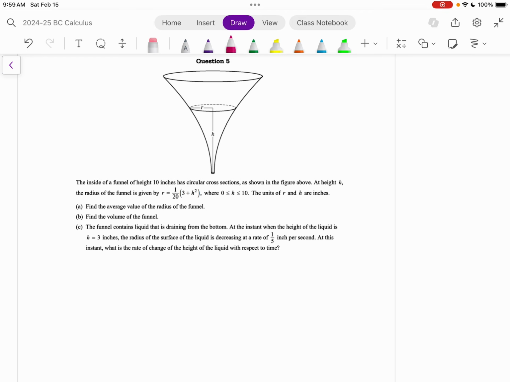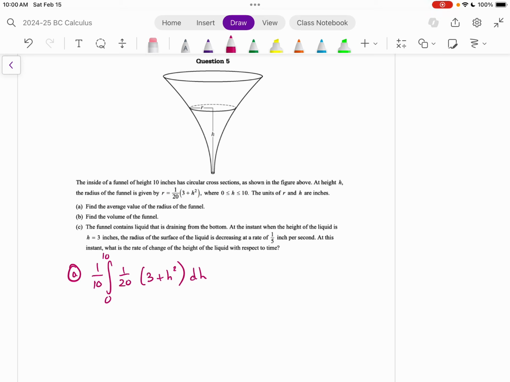Okay, let's talk about the average value of the radius. So again, we haven't seen this too much on assessments yet. Maybe that's a hint, maybe it's not, I don't know. Haven't written it yet, so I guess it's neither. But the average value, right, is the integral, 1 over b minus a, so that's 1 over 10 minus 0, right? And then times this integral from 0 to 10 of 3 plus h squared dh.